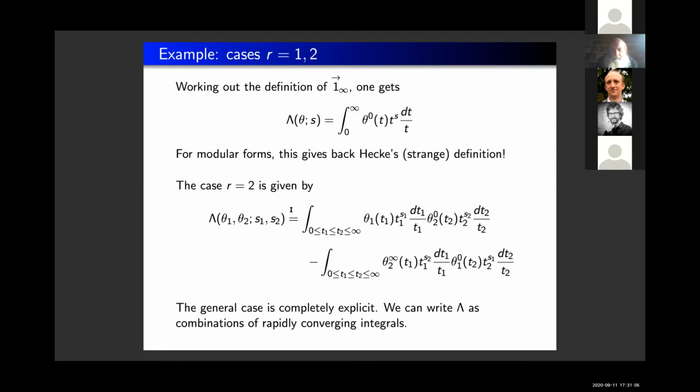Okay, so in the case R equals 2, we've got a double integral. Here I've spelled out the definition. If you work it out, and this can be done completely explicitly, you get these completely explicit integrals. There are 2 of them, in fact. And you'll notice that in the upper variable t2, we've got a theta 0, and that's the one that tends to 0 exponentially fast at infinity. So that's going to enforce the very rapid convergence of these integrals at infinity. This theta 0 here and here are going to crush this integral and make it really super fast convergent.